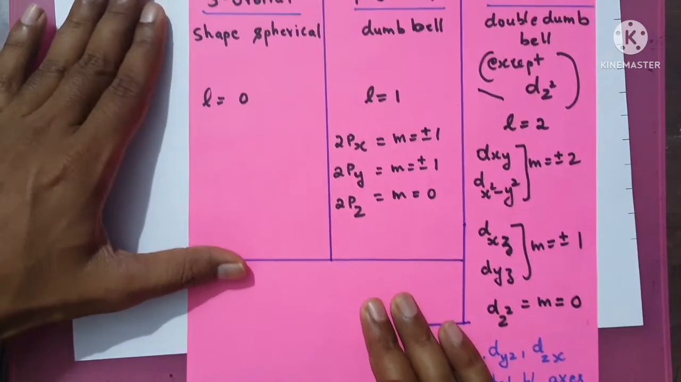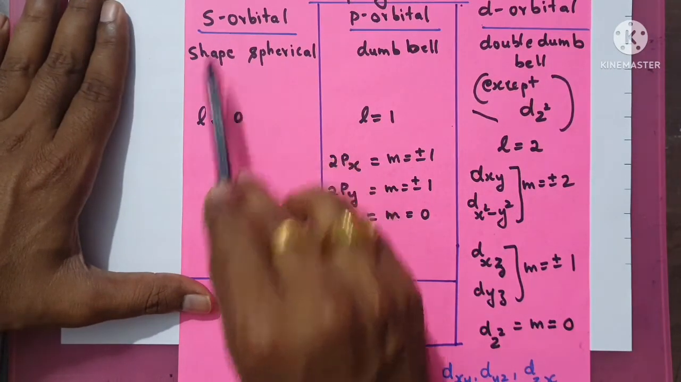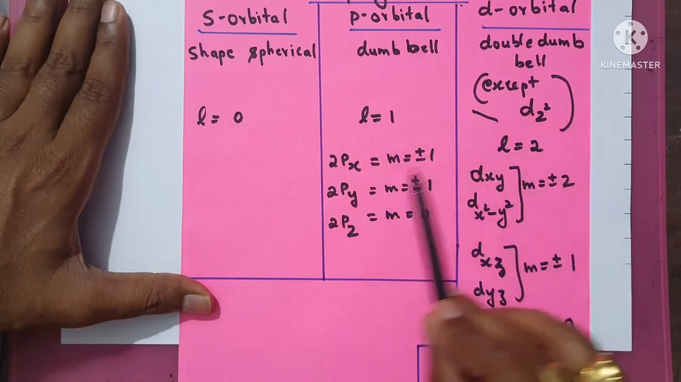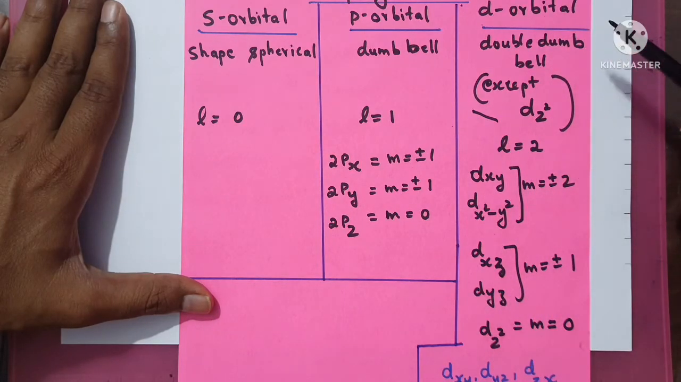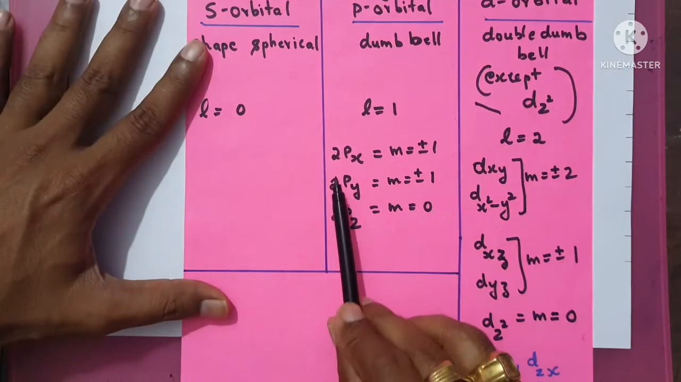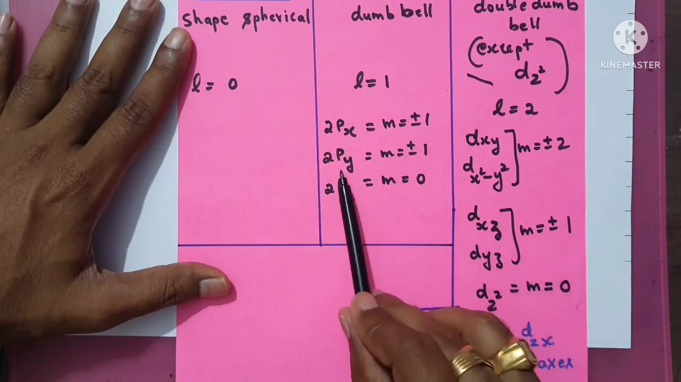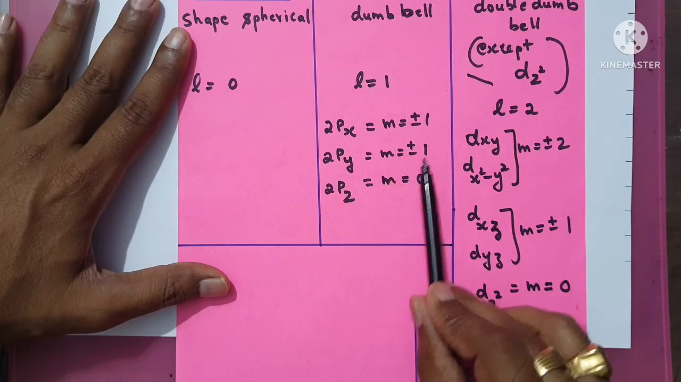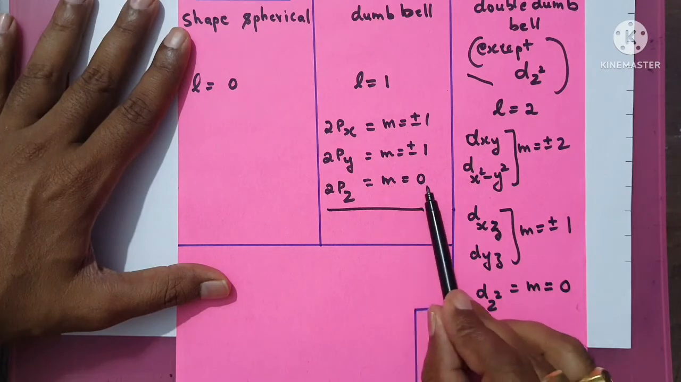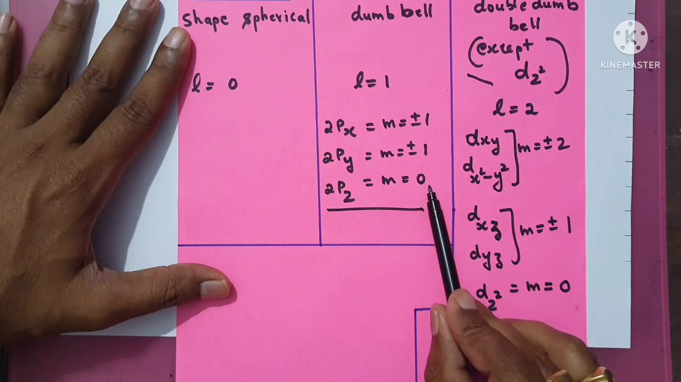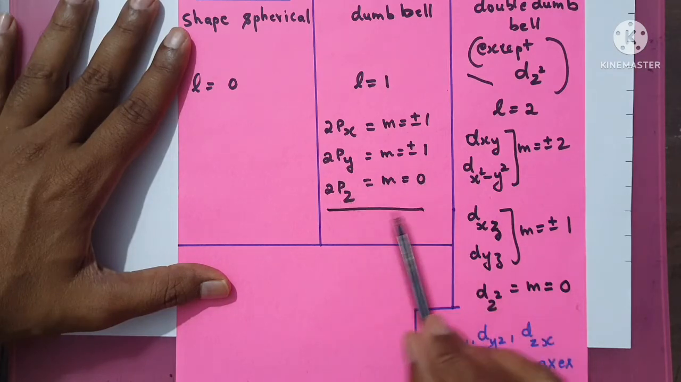You can observe here the L values. L is equal to 0 for s orbital, L is equal to 1 for p orbital, L is equal to 2 for d. In the same way, L is equal to 3 for f orbital. You can observe here, I have listed out the M value for 2px, it is plus or minus 1. That is for 2py, it is plus or minus 1. Whereas for 2pz, that you need to remember, M is equal to 0. The magnetic number, that is M value, for 2px, 2py, 2pz. Remember, for 2pz, it is 0.